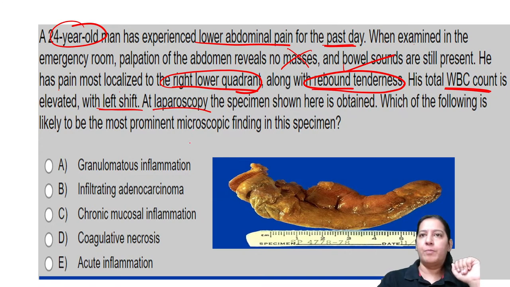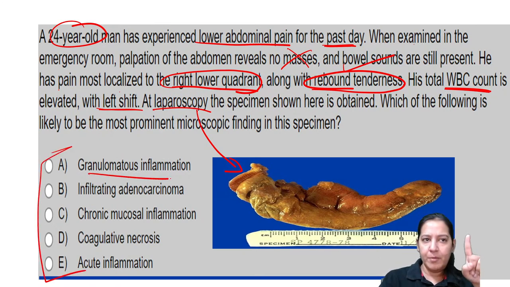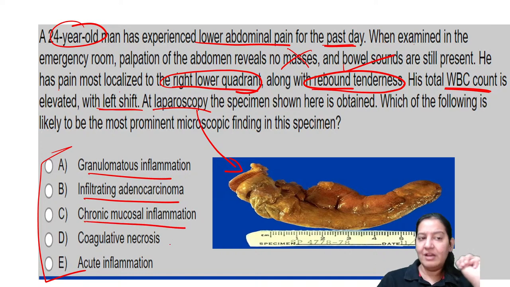You have done a laparoscopy. In the laparoscopy, this is the specimen. It is not written here what this organ is. You yourself identify the organ. So this is the specimen. Which is the most common condition present in this? Is it a granulomatous inflammation? Is it an infiltrating adenocarcinoma? Is it a chronic mucosal inflammation? Is it coagulative necrosis, or is it an acute inflammation?